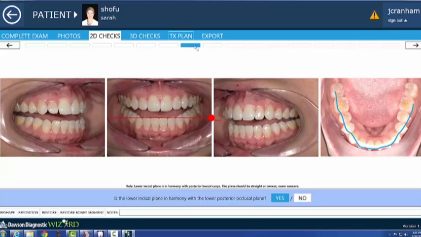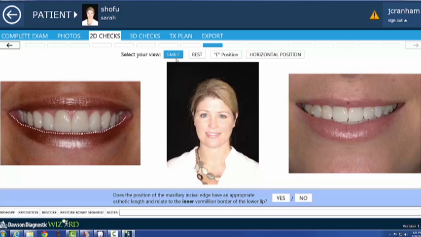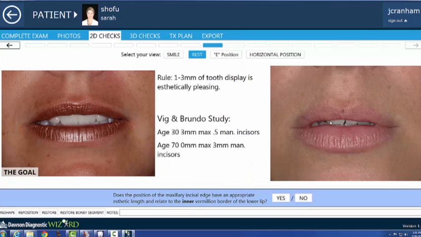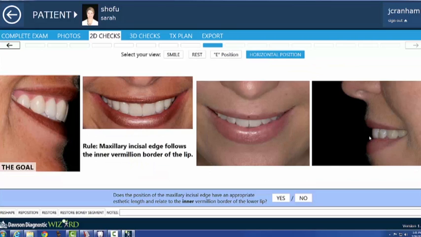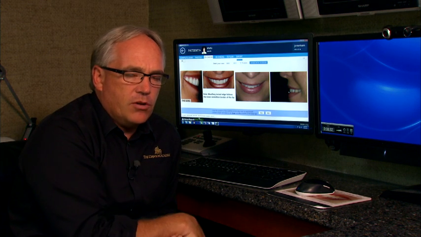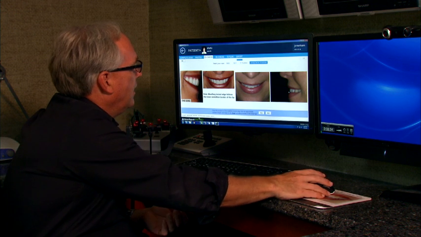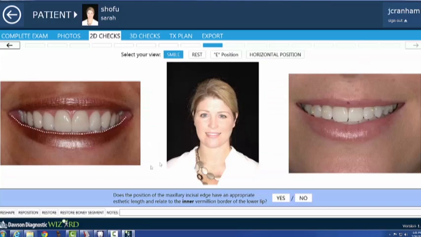We get to the next pictures, and notice on this page it's all about looking at the upper incisal edge position. So we have a smile picture, we look at the rest picture, we look at the E picture, and we look at the tip down smile and the horizontal shot, or the 90-degree shot. Let's look at each of them, and again, when we look at our model here, we want to see that the incisal edges follow the smile line. In this model we see that this patient has a lot of curve to her lip, and the incisal edges follow the curvature of the lip.